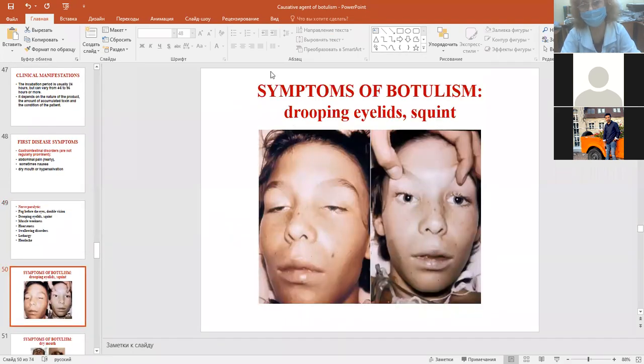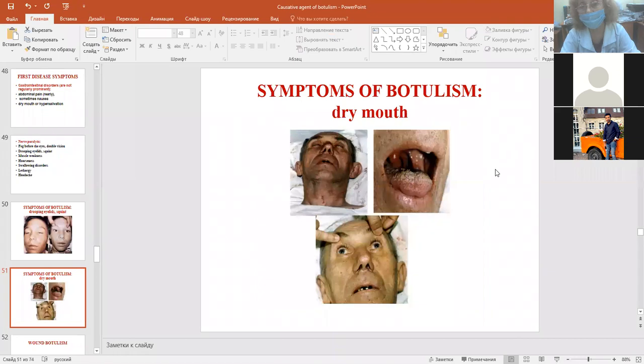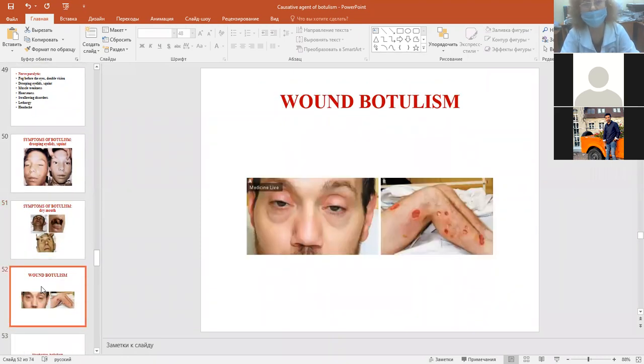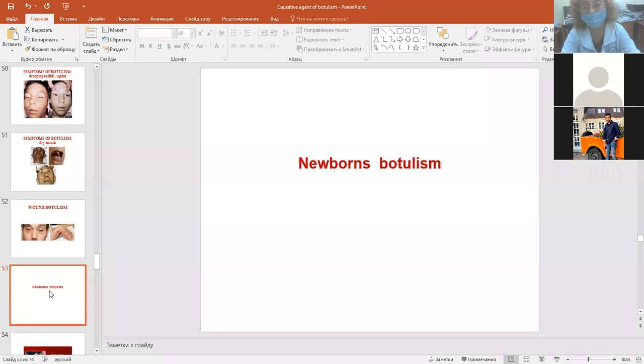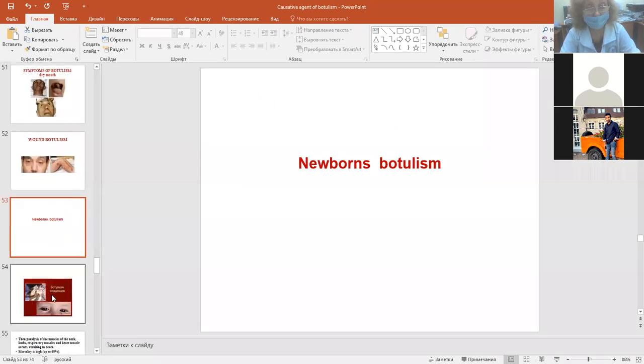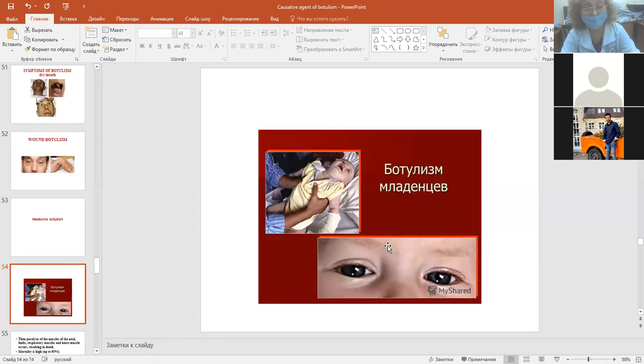There is a photo of a patient with botulism. Drooping eyelids and squint. The patient is not able to open the eyes. And then other symptoms of botulism, dry mouth, do you see? Maybe hypersalivation, maybe dry mouth. And in case of wound botulism, the same symptoms, but this patient has wounds, and the same symptoms at first, problems with vision. Then newborn botulism. The same symptoms develop. So no tears and closed eyes.